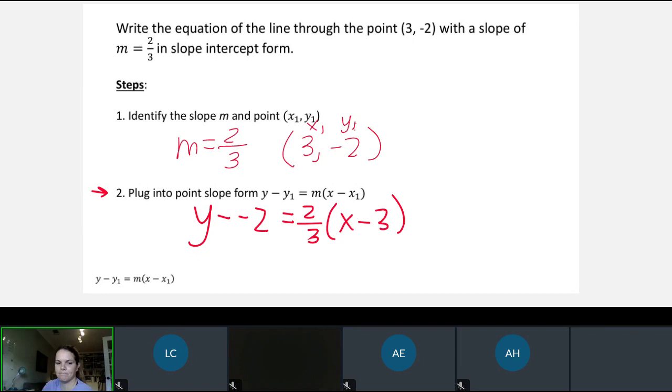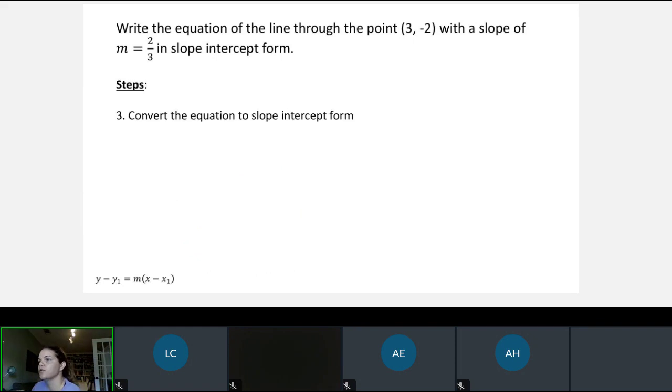Okay. Okay, good deal, good deal. Awesome, awesome. Okay, so let's go on then to the next step. We're going to convert to slope-intercept form. So we had y minus -2, which becomes y plus 2.